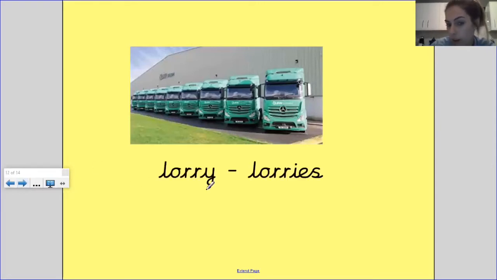Here we go. Lorry ends in a Y. Did you think it would end in a Y? And we're going to take away the Y, and we're going to replace it with an I before adding ES.